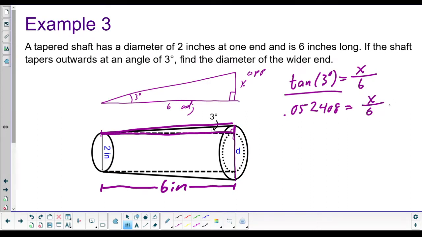And now we're going to multiply both sides by 6 to get the x by itself. Times 6. So x equals 0.314447. Okay, wonderful. So now what we have found is this tiny length right here.